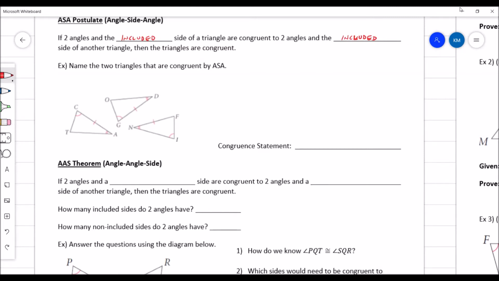And so here we see angles C and A marked, and the included side is CA. Okay, here we see G and D marked, and the included side GD. Here we see N and I marked. The included side here would be NI, but here they mark F, and so it's not including this one right here. So the two triangles that are congruent to each other are these two triangles.